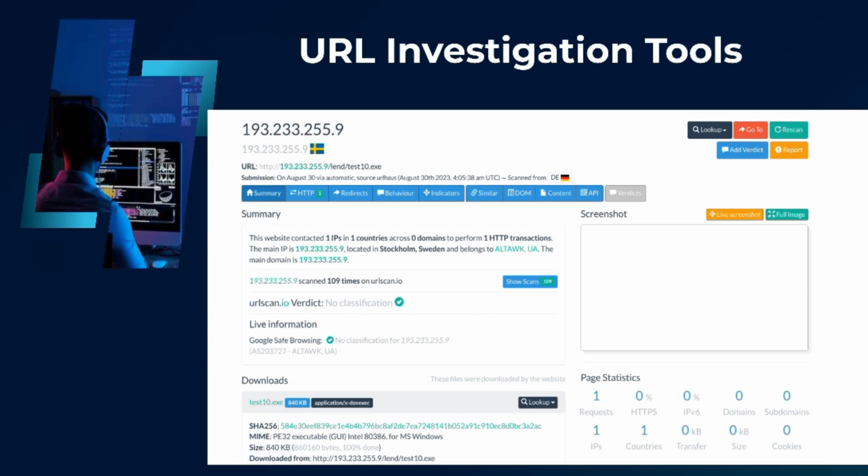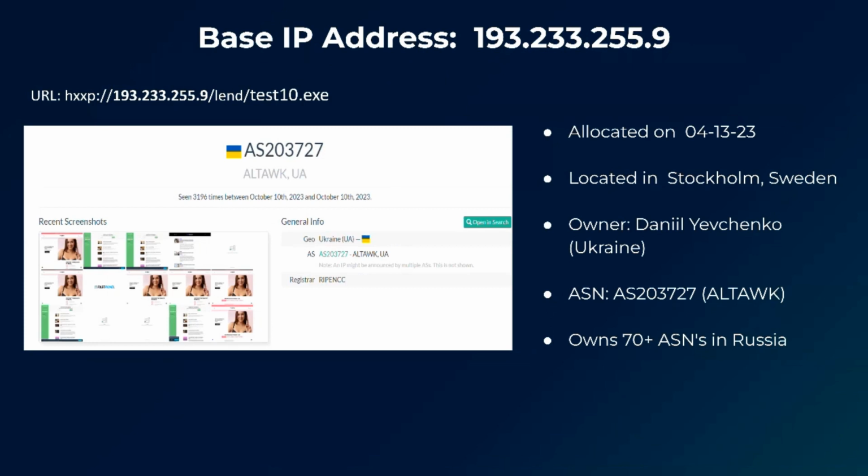The starting point of any URL investigation is taking a look at the IP address. On the next slide, you will notice that it's associated with the Ukraine, but there's more to the story. Using the investigative tools previously mentioned, we were able to conduct a thorough analysis of both the IP address and the autonomous system number, referred to as ASN.